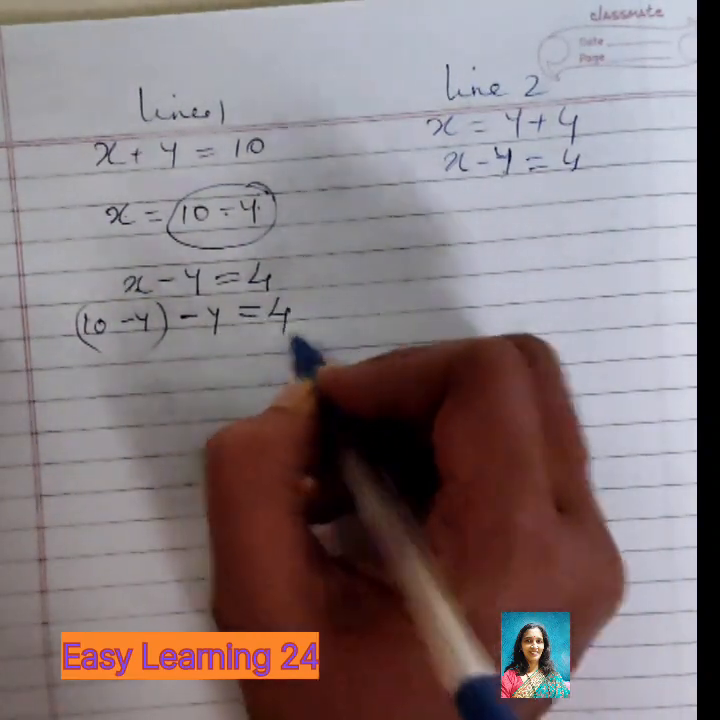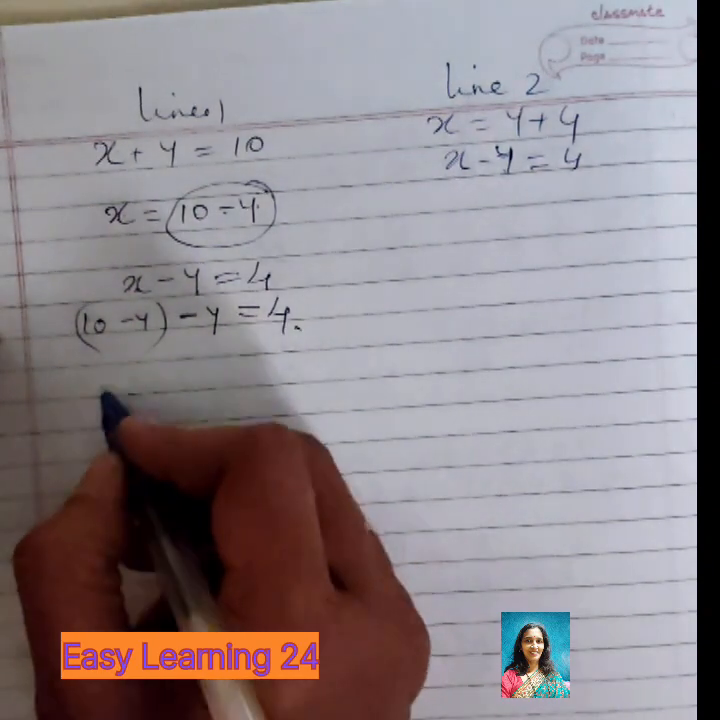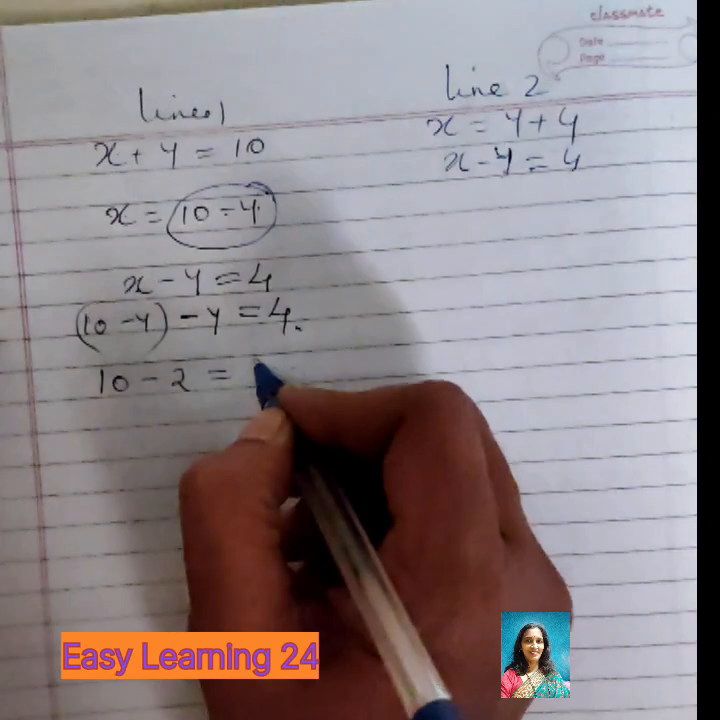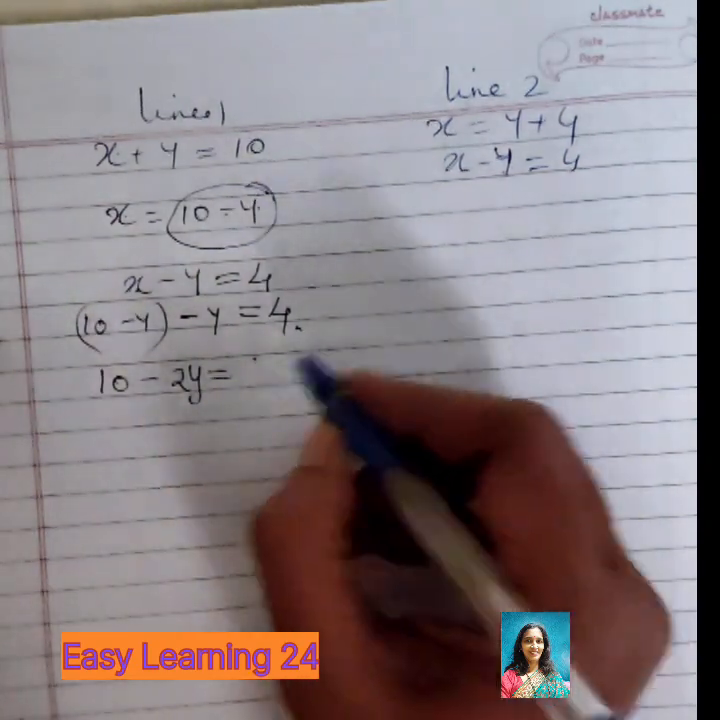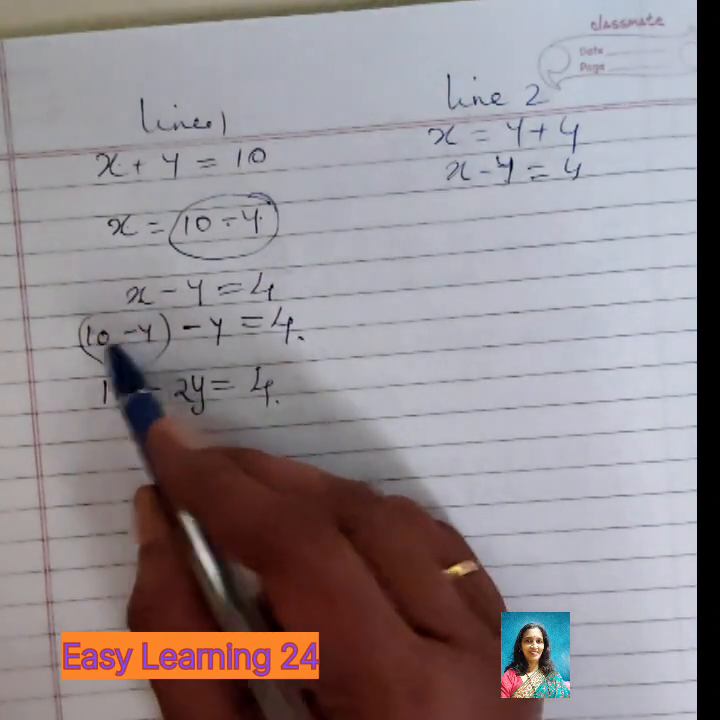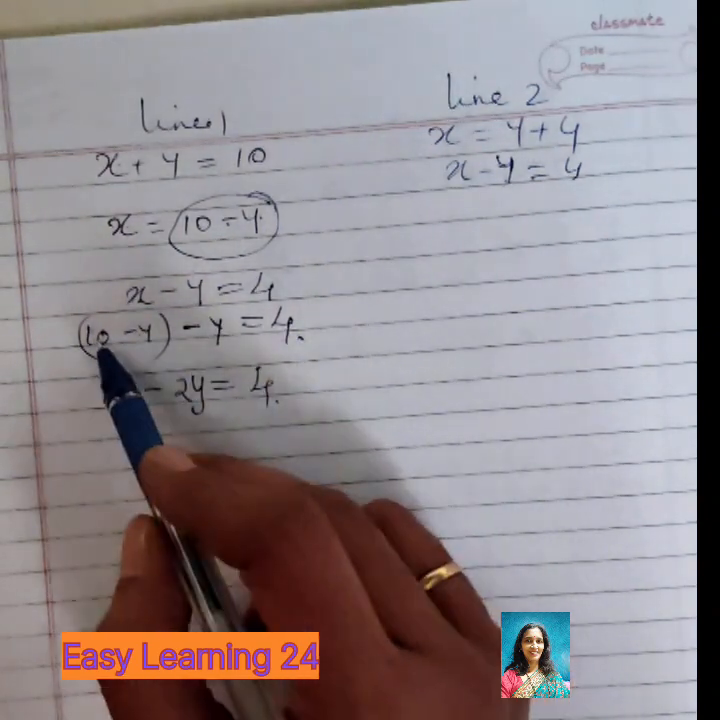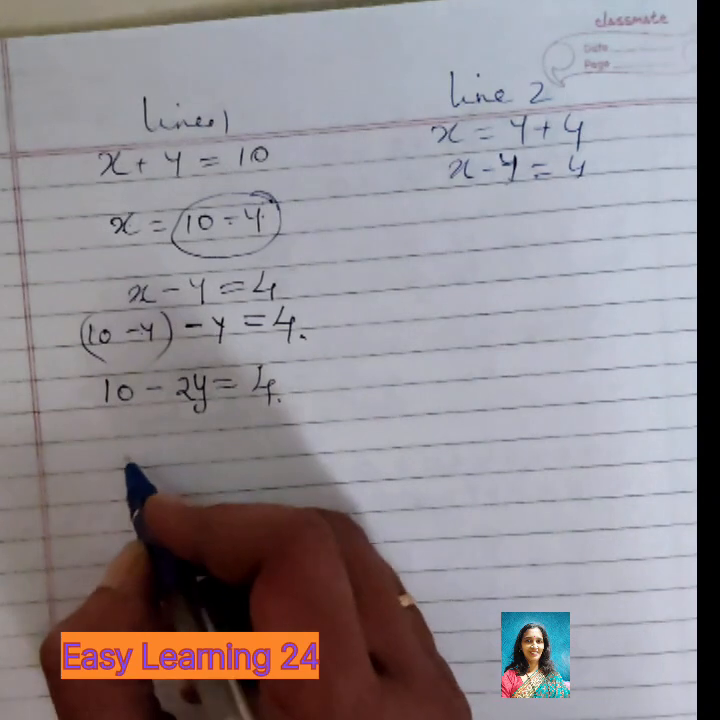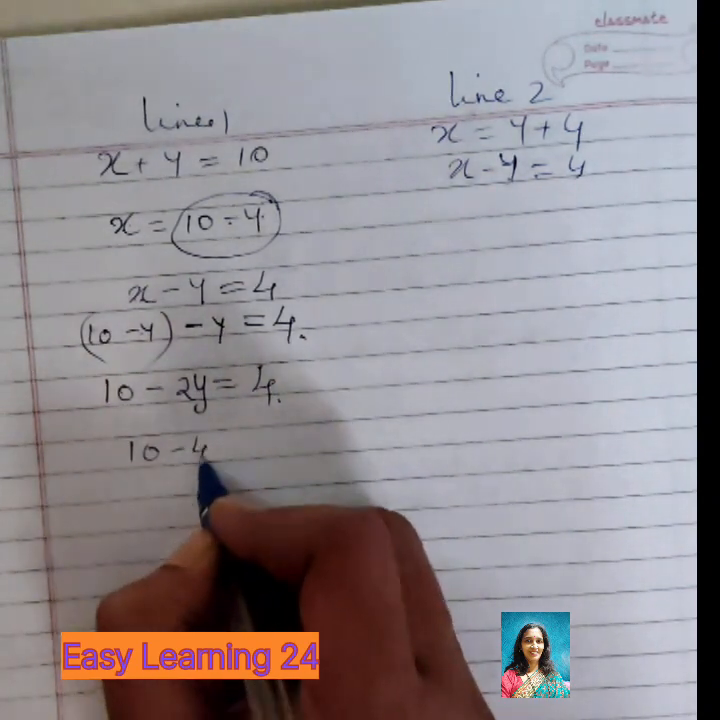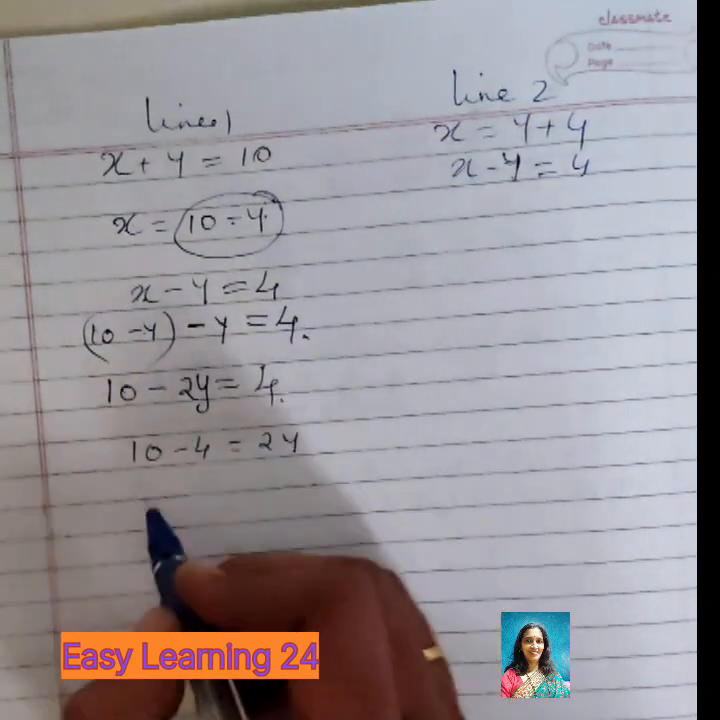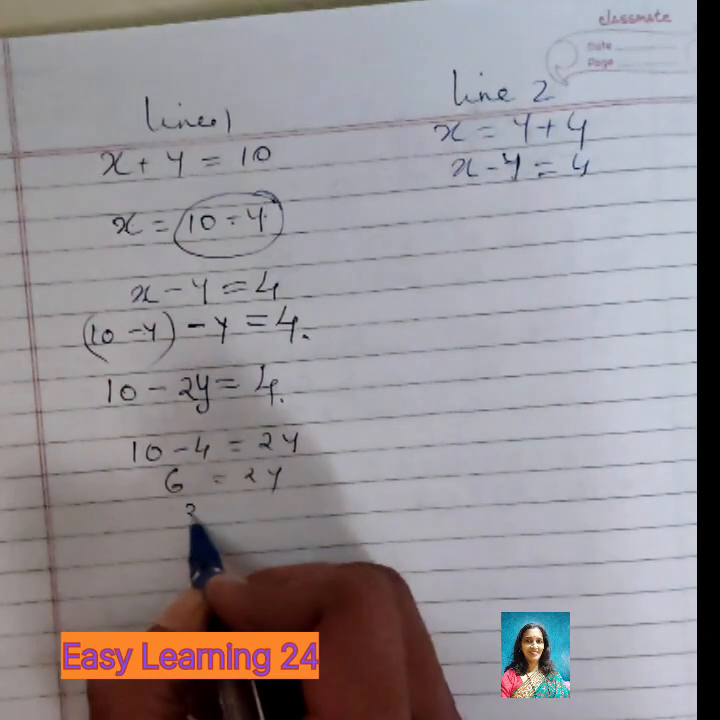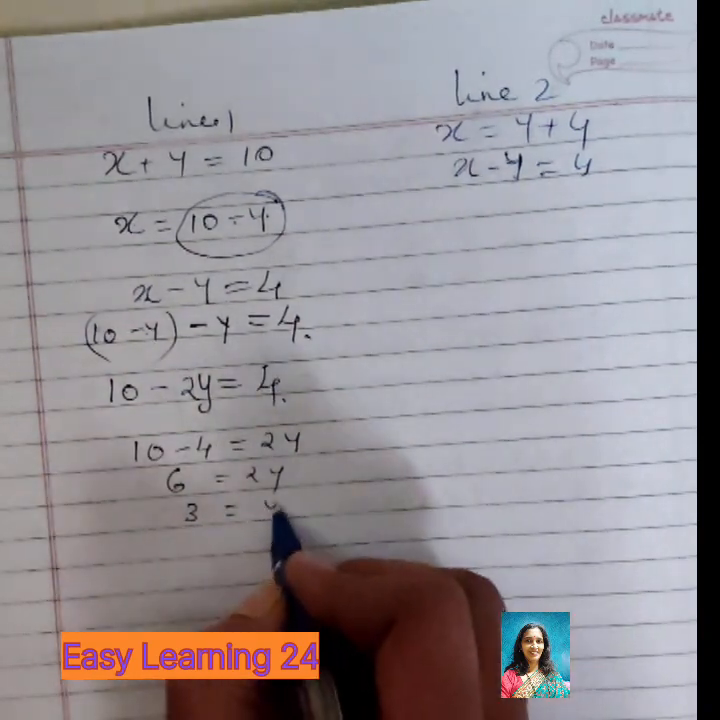10 minus y minus y is equal to 4. So 10 minus 2y is equal to 4. Therefore, 10 minus 4 is equal to 2y. 6 is equal to 2y. y is equal to 3. That is.